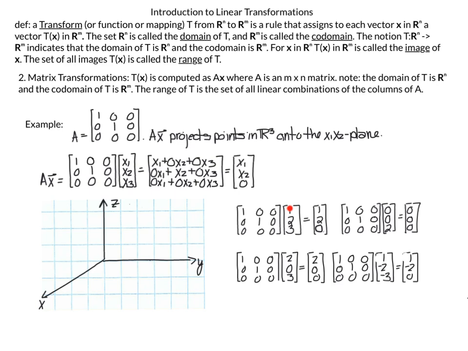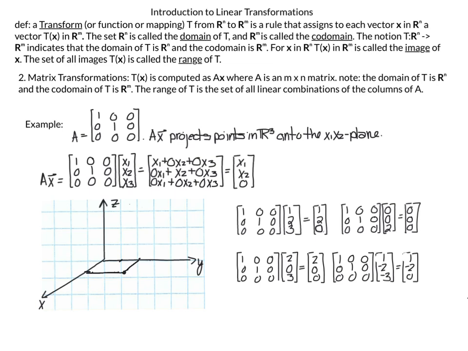So I put 1, 2, 3 through the transformation, and again it left 1 and 2, the first two coordinates, untouched, and the last coordinate was zeroed out. So I'm going to plot my 1, 2, 3. I go along the x-axis around 1 unit, y-axis 2 units, making a parallelogram here. So this is the point 1, 2, 0.